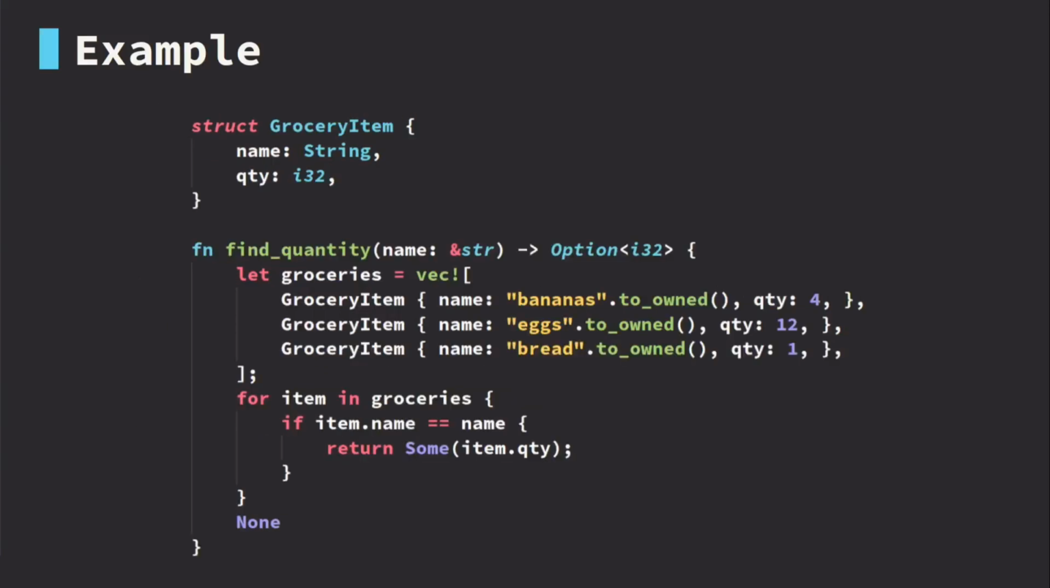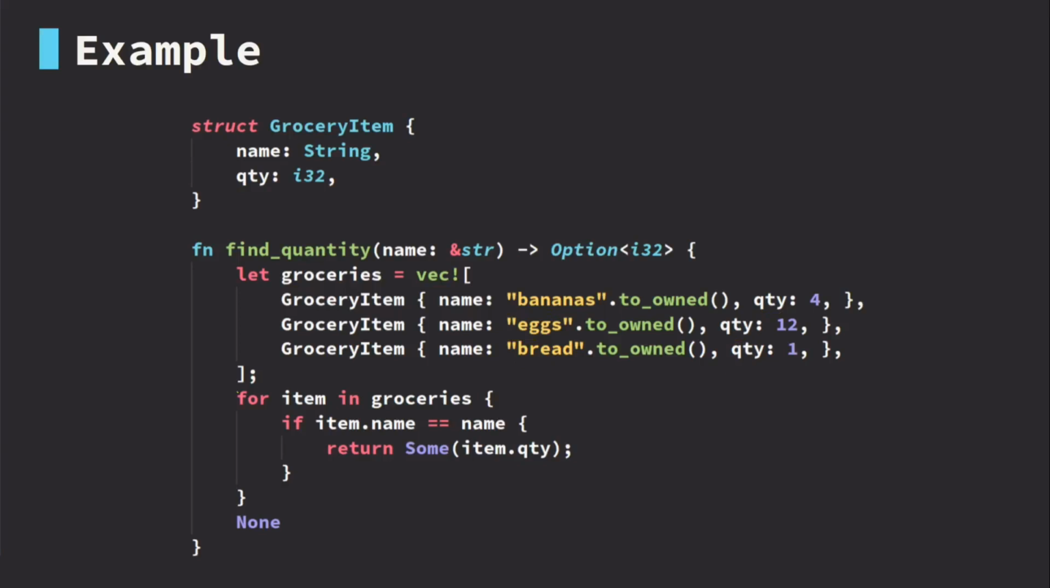Here's another example. We have a GroceryItem struct with a name and quantity. The name is simply a String and the quantity is an i32. We then have the function named find_quantity, which accepts the name of a grocery item as a string slice. It then returns optional data. The optional data returned is a 32-bit integer, which will represent the quantity of the item if we do find it at all. Within our function, we have some groceries made using a vector. We have 3 items, we have some bananas, eggs, and bread, and they each have a quantity.